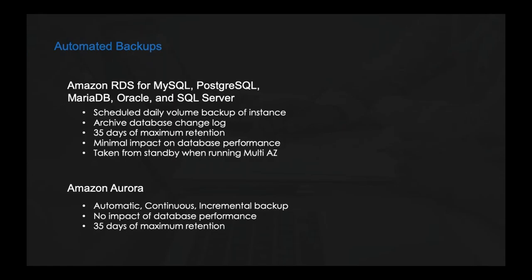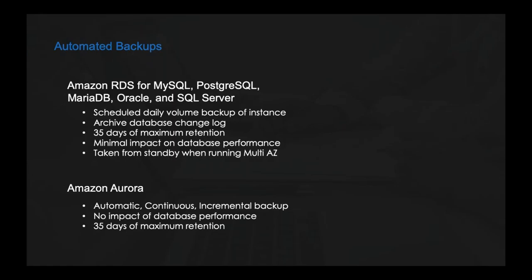With an automatic backup, it affects your database performance minimally. In case of any disaster recovery or point in time recovery, you can easily pick the data and upload it to the RDS machine. It is taken basically from the standby when in multi-availability zone. So whenever this is in multi-availability zone, the data shifts to the other slave copy, and then that database copy is made.